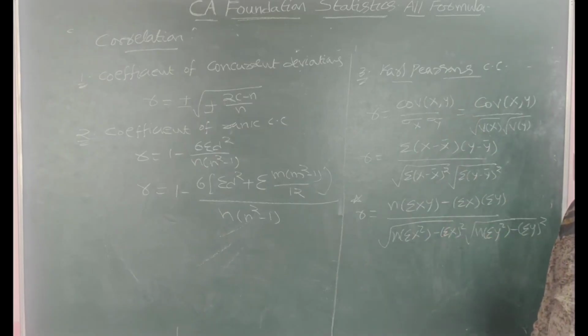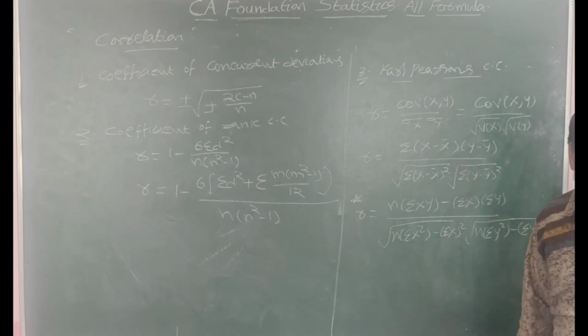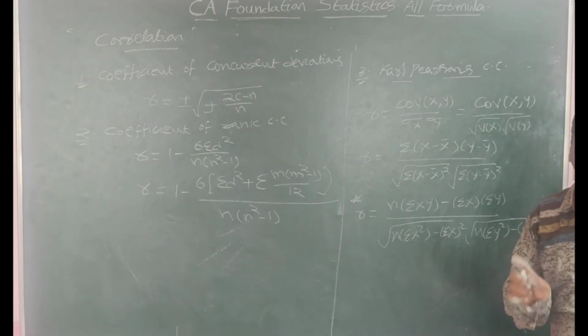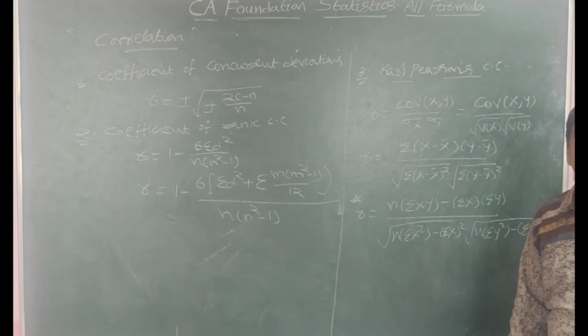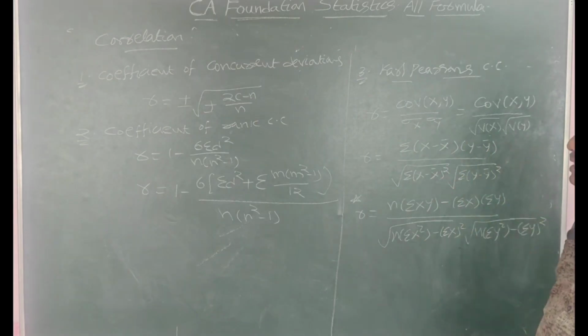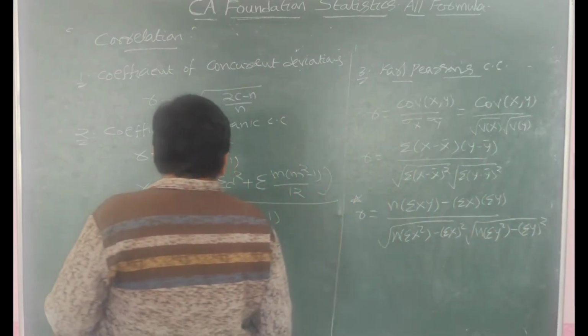Okay, these are the basic formulas involved in correlation. Remember that the correlation coefficient is independent of change of origin and scale, but it depends only on change of sign of the scale. So this is about correlation. The formulas are these. Next we will move on to regression.